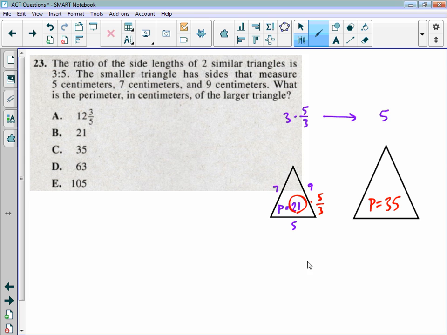Or if you're doing this by hand, you can say, okay, I've got 21 times 5/3. The 21 and the 3 will reduce to give this a 7. 7 times 5, 35. So either way should get you the right answer there. So your correct choice would then be C.